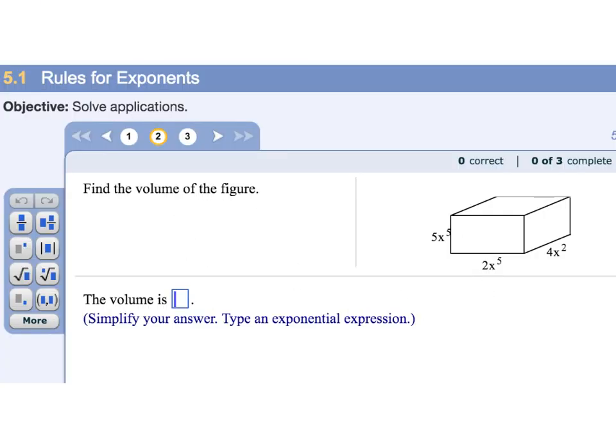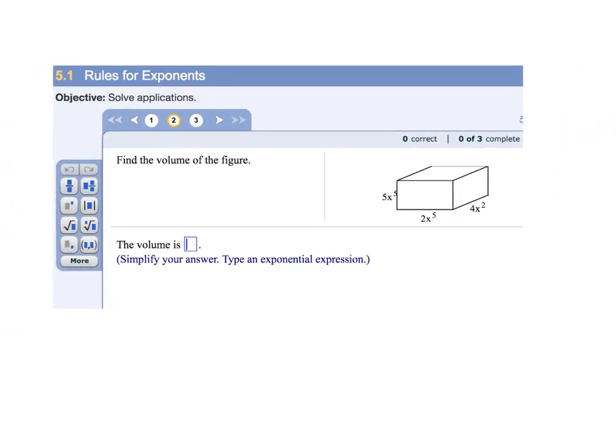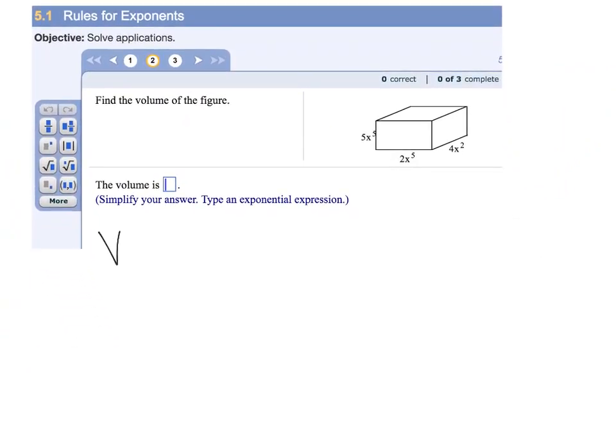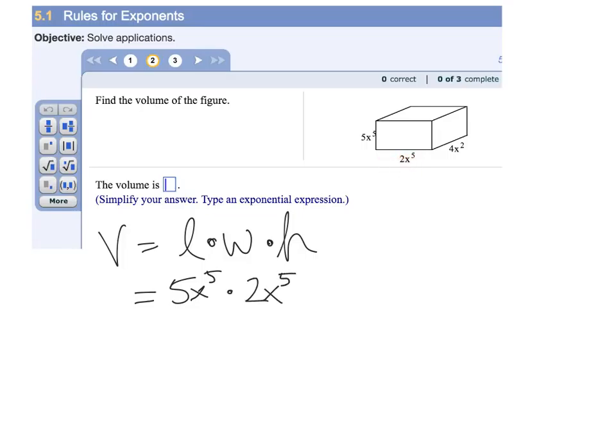Another thing, exactly the same, only this time we're finding the volume. And the thing about volume is you have to remember that volume is length times width times height. So you're going to multiply the 3 dimensions of your box, and it really doesn't matter which dimension is which as long as you multiply them. So you've got 5x to the 5th, that's this guy right here, times 2x to the 5th, that was this guy right here, and then times 4x squared, and that's this guy way over here.